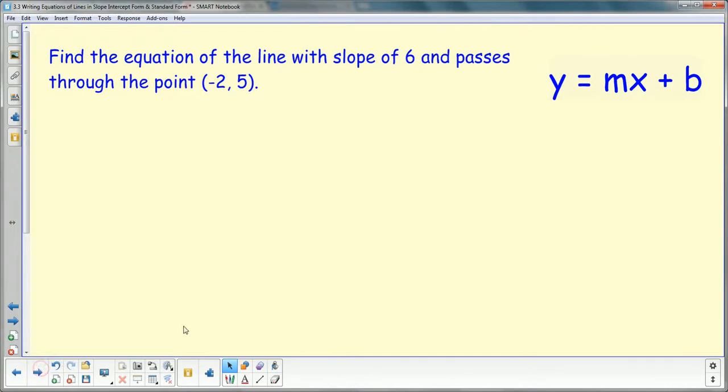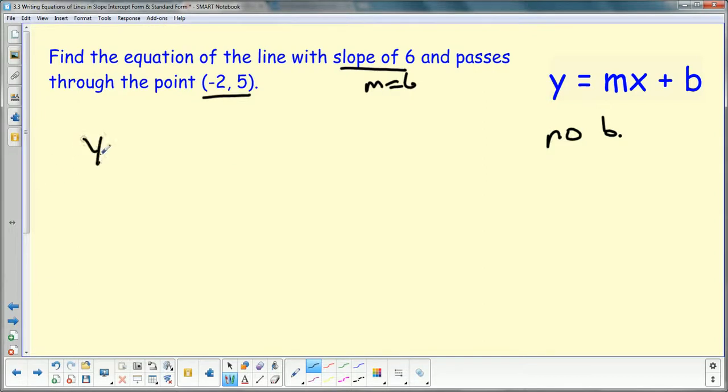Now a little bit more complicated problem would be when we're given a slope of 6, which means, nice and easy still, our slope is 6, but it passes through a point, -2, -5. So this time we have no b. Now there's a couple different ways we could go about this. In this video I'm going to show you taking point-slope form, and I suggest that because we were actually given a point and the slope.